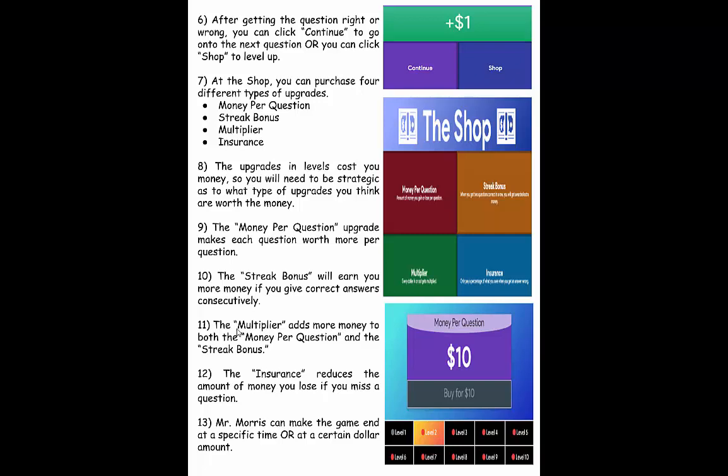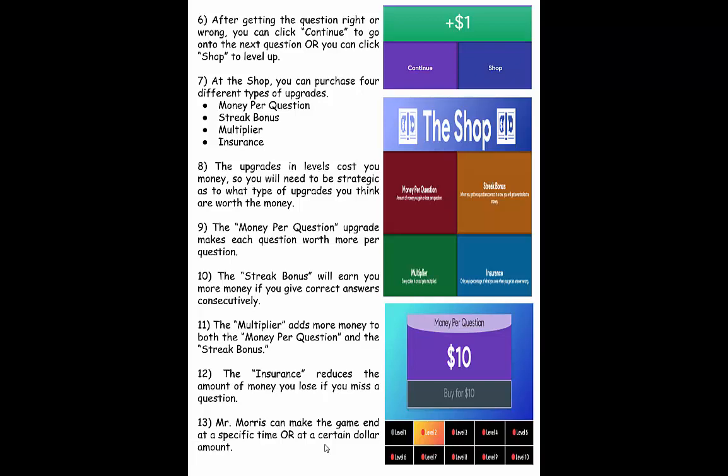And then the insurance power up is for those students who are afraid they might not know as many questions. And so what that does is if they miss a question, they don't lose as much money if they have the insurance. A couple other things that are cool about Gimkit is that you as the teacher can set the game's end to either a specific amount of time. So if you know you're limited by time, you can just set the time limit to say 15 minutes, which is what I've done. Or you can set it at a certain dollar amount, and that can be, okay, whoever gets to $20,000 first is the winner.